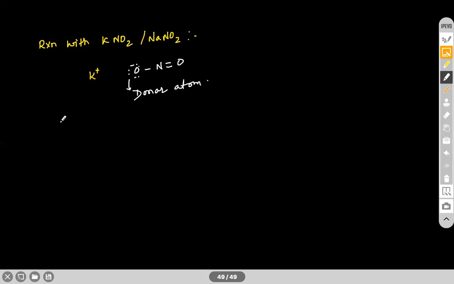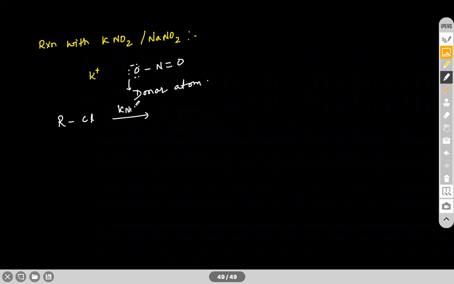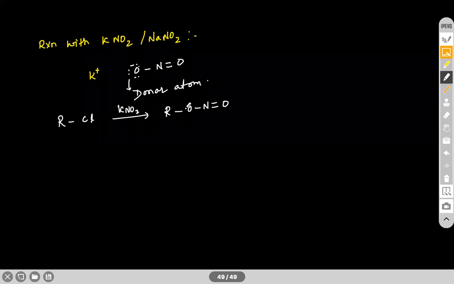So when it reacts with RCl, with NaNO2 or KNO2, this converts into RO with a double bond O. Okay, we get here nitrite. This compound is nitrite.